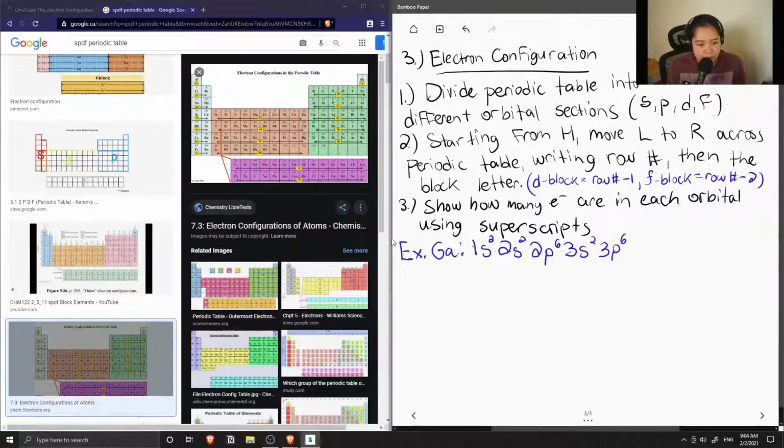Down to the next row, we have 4s2. And now once we get to the D block, you'll see that we went down a row. So we did row number -1. So now it's 3d10, since the d orbital can hold 10 electrons. And then finally 4p1. Okay, so now we have our electron configuration in the ground state.